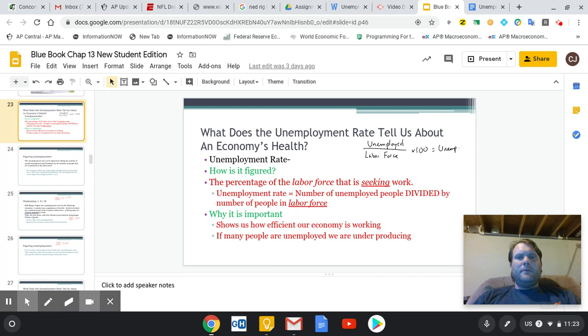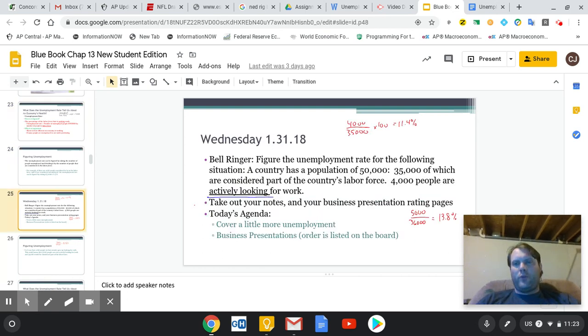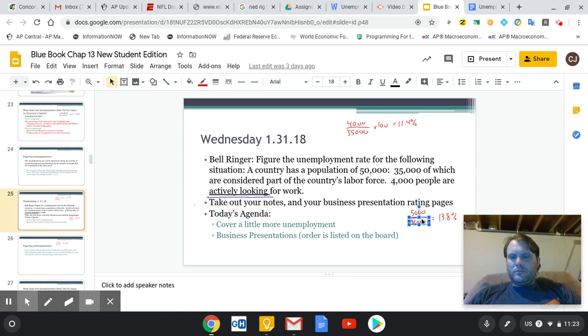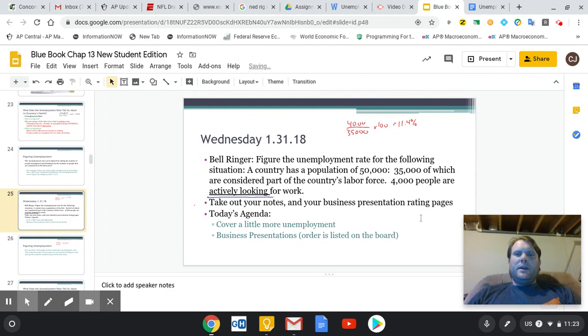Here's a quick practice problem for you, and I've already got the numbers figured out. We've got a country that has a population of 50,000. 35,000 are considered part of the country's labor force. 4,000 people are actively looking for work. The first question I'll ask you, just because we're going to go through this quickly, is how many people are employed? Think about that for a second. How many people have jobs?